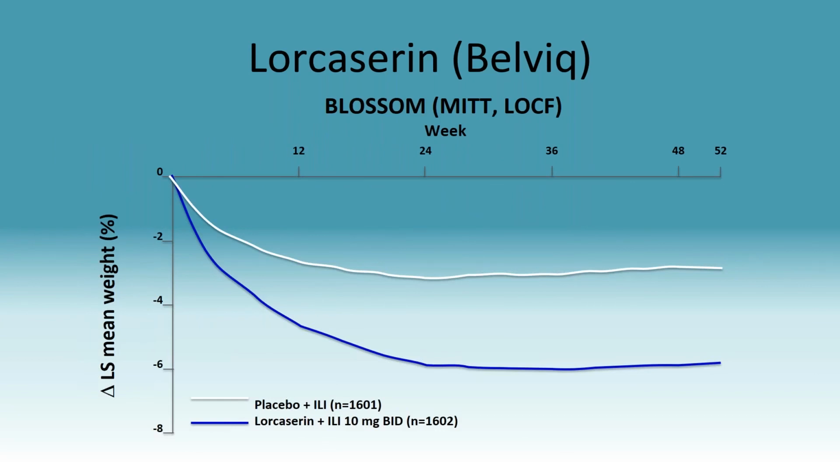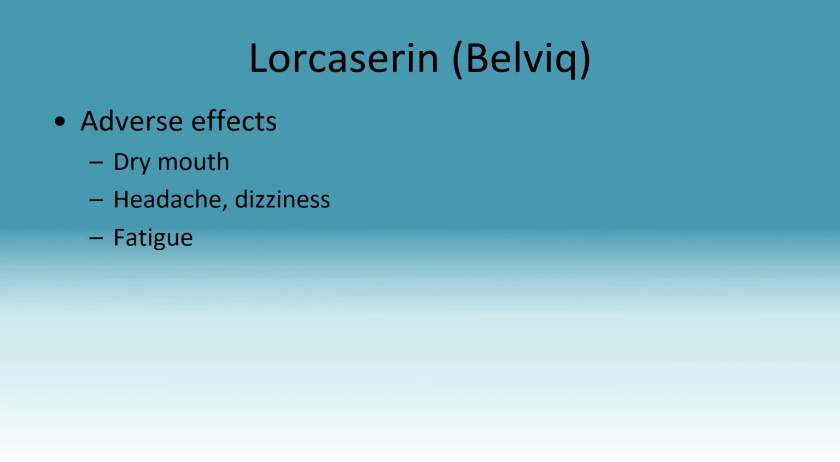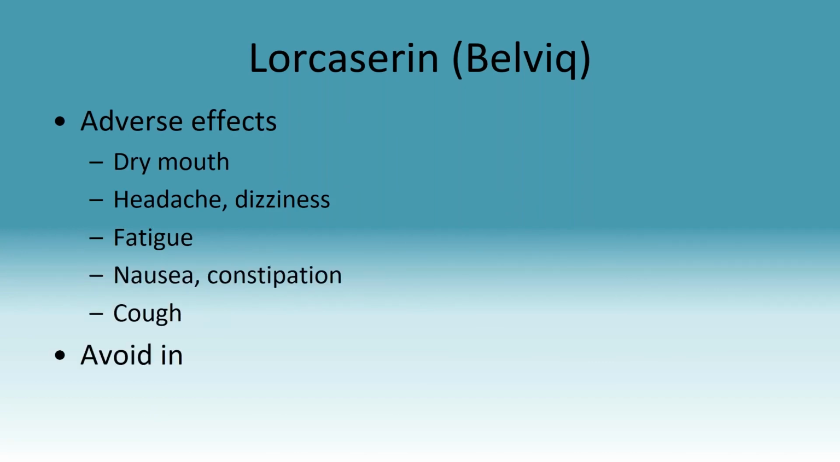Once again, these groups, placebo and lorcaserin, both included intensive lifestyle intervention, but it did show significantly more weight loss than the placebo group at 1 year. Adverse effects include dry mouth, headache, dizziness, fatigue, nausea and constipation, cough, and this should be avoided in patients with valvular heart disease and leukopenia.